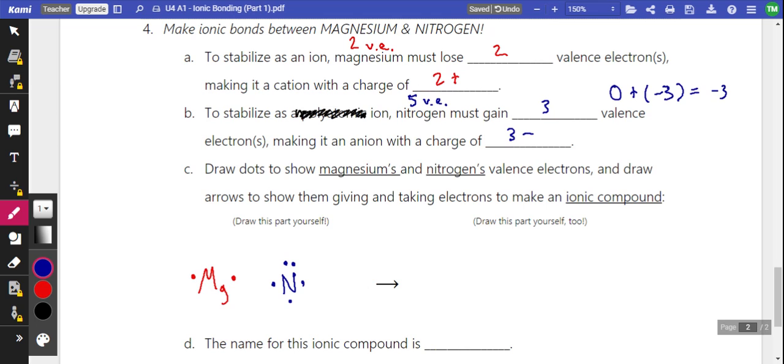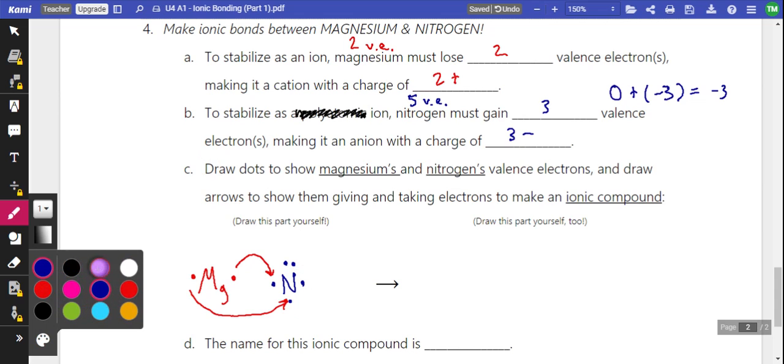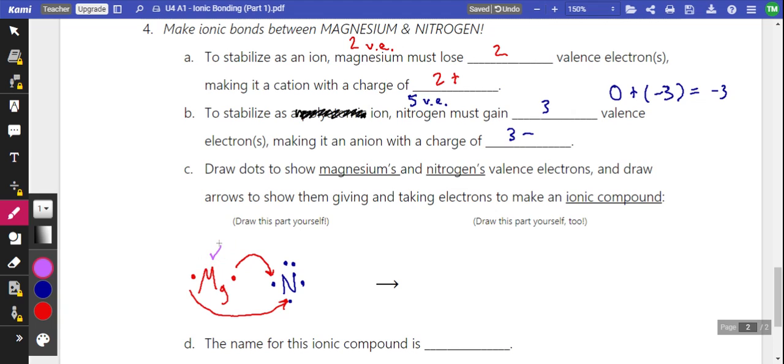Okay, well, my magnesium is looking to lose both these electrons, and nitrogen's looking to gain 3. So maybe I could give one away there and give another away right here. Okay, so that would make my magnesium happy. It's lost its 2 electrons. It did what it was trying to do. But my nitrogen is still now just up to 7 valence electrons, which is a little short.